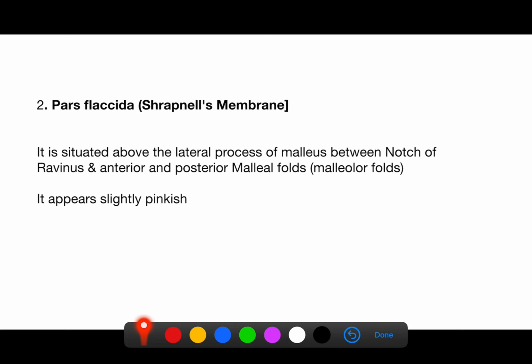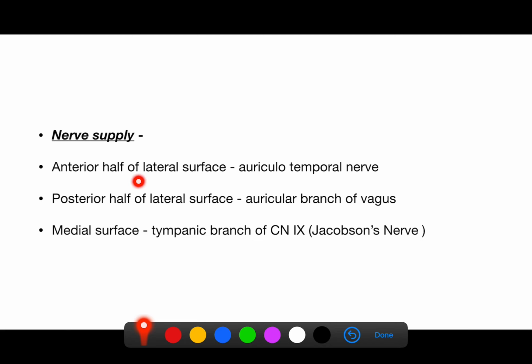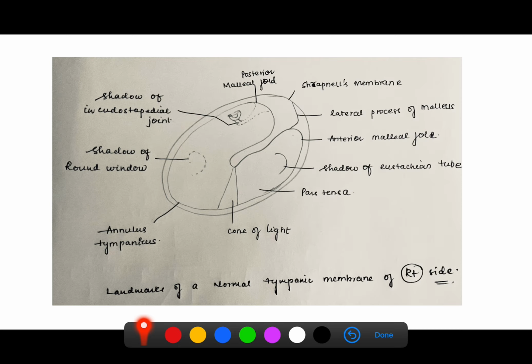Now the nerve supply. The anterior half of the lateral surface is supplied by the auriculotemporal nerve, and the posterior half of the lateral surface is supplied by the auricular branch of the vagus nerve. The medial surface is supplied by the tympanic branch of the glossopharyngeal nerve. If they ask you to draw a picture in the examination, you can take this as a reference.